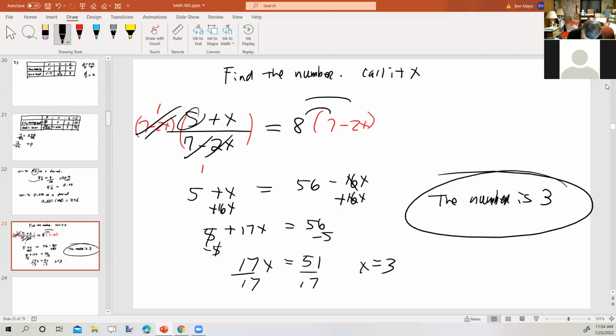Let's check it. What's 5 plus 3? 8. What's 7 minus 2 times 3? 7 minus 6, 1. What's 8 divided by 1? 8. So it checks. Any questions about that problem?